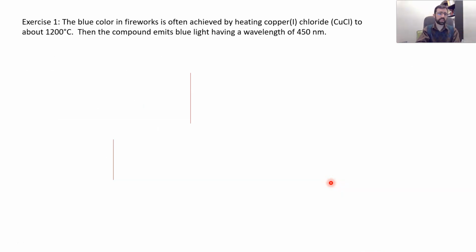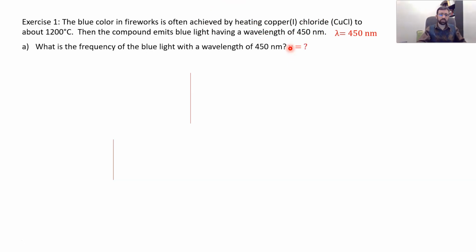We're going to do a little exercise here, practicing something similar to a problem from last year, but maybe a little different in a sense. The blue color in fireworks is often achieved by heating copper 1 chloride to about 1200 degrees Celsius. The compound emits blue light having a wavelength of 450 nanometers. So we've got a wavelength here. The wavelength, lambda, equals 450 nanometers. What's the frequency of blue light with a wavelength of 450 nanometers?